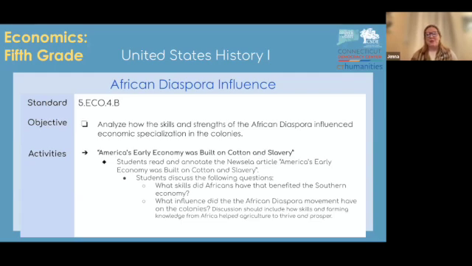For this one, there are a few discussion questions that touch right back in. You might want to consider, what skills did the African diaspora movement bring that benefited the Southern economy, all of which is listed in the article? And then again, what influence did the African diaspora movement have on the colony?